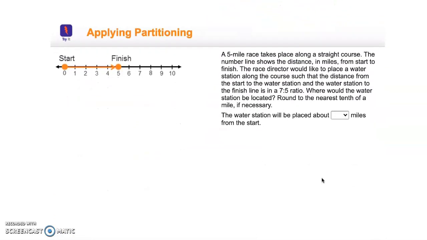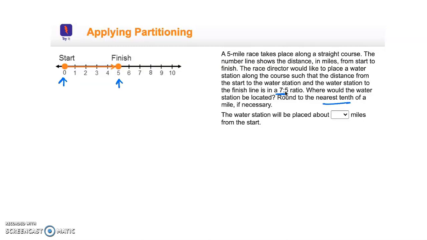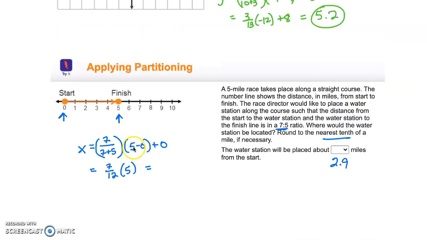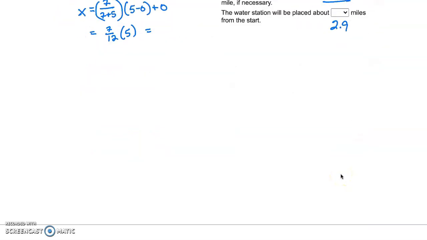So let's take a look at how we're going to do this as an applied problem. Here we're going to look at it the same way. We still have a ratio. We have a starting point and an ending point, and we're going to round to the nearest tenth. So I want you to pause and see if you can work this one out using the same thing we've known. We only have an x value, so it should be just one equation. All right, this one makes it kind of easy because 5 minus 0 plus 0, so we just do 7/12 times 5 and we get 2.9 miles.